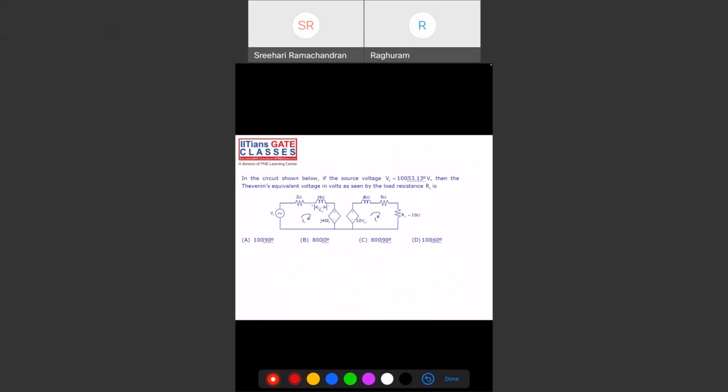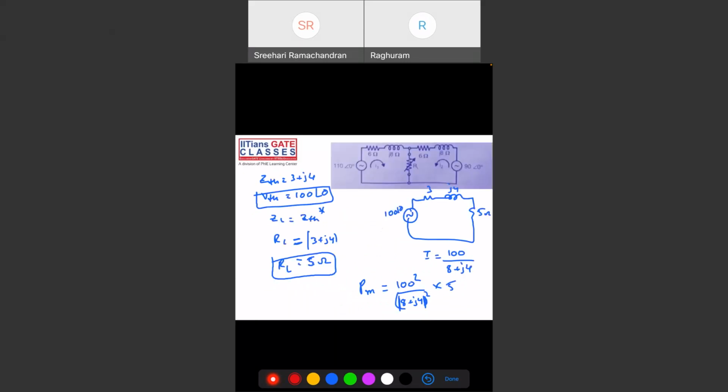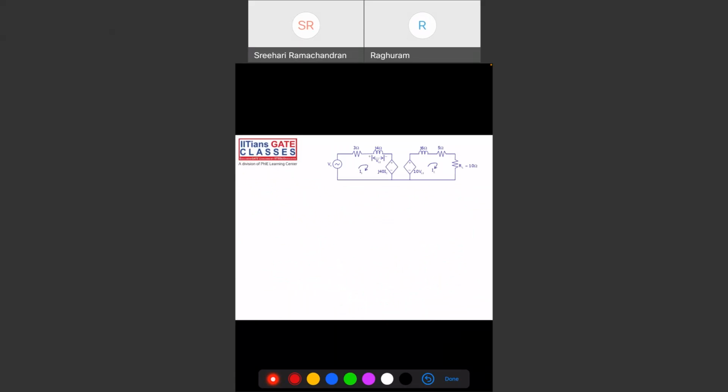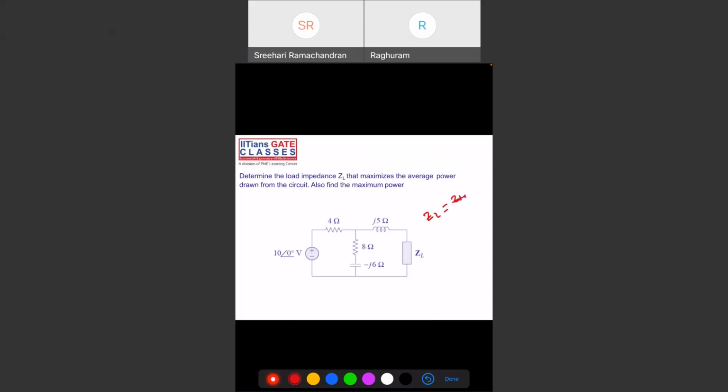Understood this one, right? This is VThevenin, how to find VThevenin, and this is RL. Clear, sir, clear. Yeah, okay. Determine the load impedance ZL that maximizes the average power drawn from the circuit. Okay, again, you need a calculator to do this. So you can just try to do this as homework for practice. Okay, you have to find Z Thevenin, right? ZL will be equal to Z Thevenin conjugate.